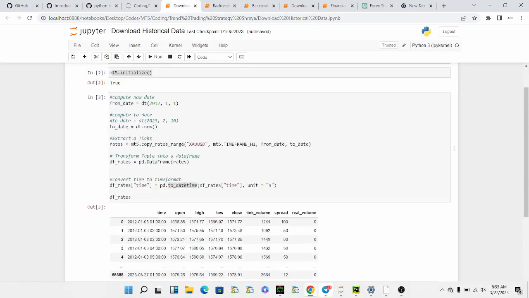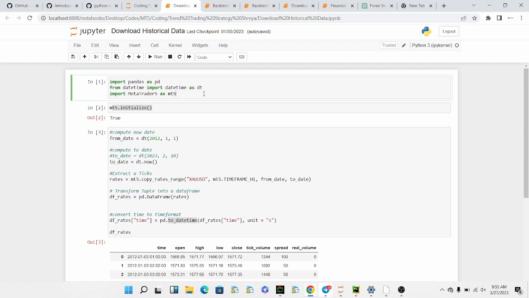This is where we can download historical data from our broker. It's very important that you do so if you want to be trading in the forex market. If you want to perform your financial analysis, you should download historical data from the broker that you're going to be trading with. It's very important that you do so.